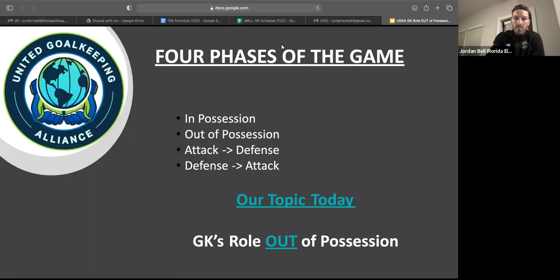Oh, there we go. So 4 phases of the game. Last week, we worked on in possession, which means that your team has the soccer ball. Tonight, we're going to work on out of possession, which is the reverse. That means that we're defending. We do not have the soccer ball. And then you have 2 other transition topics of attack to defense, defense to attack that we'll touch base on next week. So again, as you can see there at the bottom, goalkeeper's role out of possession.